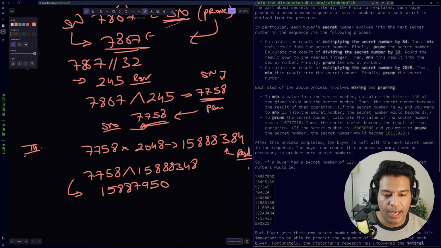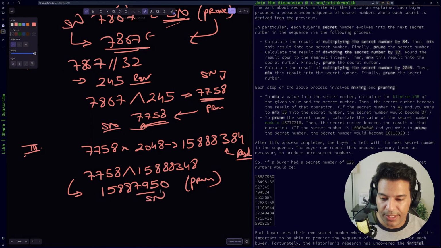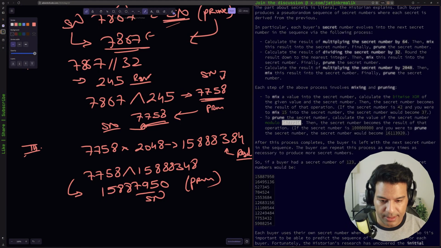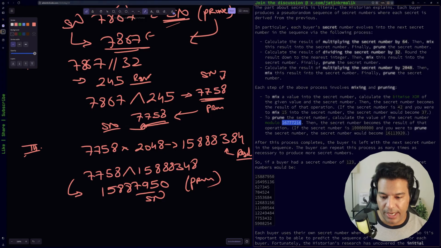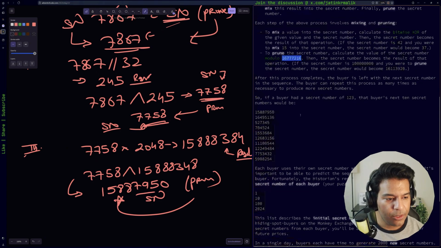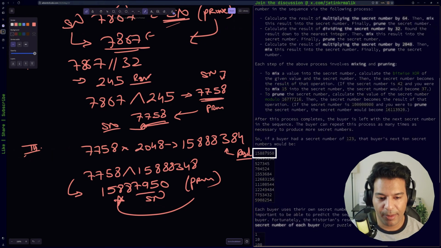And in the next step, we have to prune this. So this becomes our new secret number. And when we prune this, we do a mod with this 16777216, which is still larger than this number, I guess. But I'll still do it. 1588790 mod this. And yeah, it has larger value. So after pruning, we get back the same result. And if you see here, the next secret number is exactly this value, 1588790, which is what we got here.